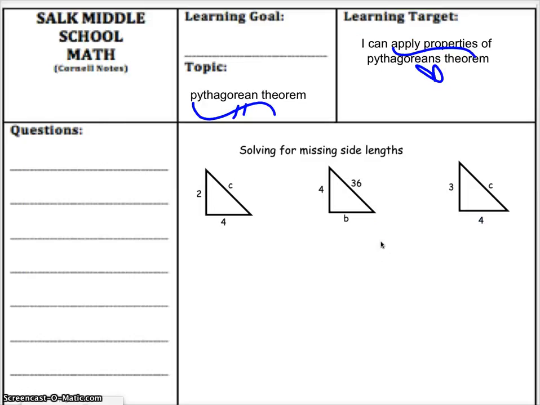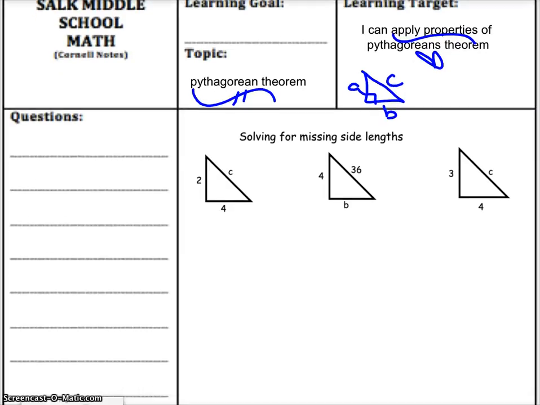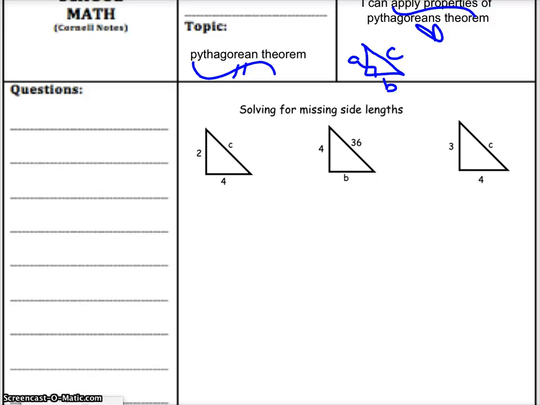Our next learning objective with the Pythagorean theorem is to solve for missing side lengths. Again, you must know what makes up the right angle. A and B are whatever make up the right angle. You have to know that. A and B are whatever makes up the right angle, and C is what connects them. C is opposite of the right angle. So we're going to apply the properties of the Pythagorean theorem to solve for missing side lengths. So A squared plus B squared equals C squared.